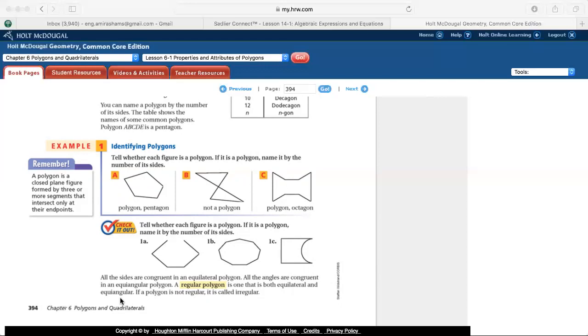Okay, so I have regular polygons and irregular polygons. Regular means it is equilateral and equiangular. Equilateral, all the sides are equal. Equiangular, all the angles are equal. Other than this, it is called an irregular polygon. Let's move to the second page.